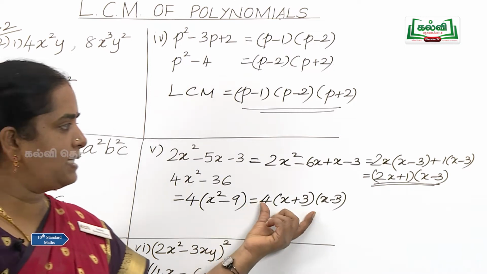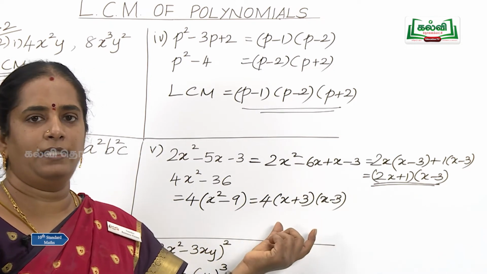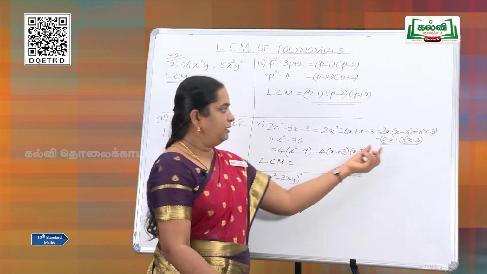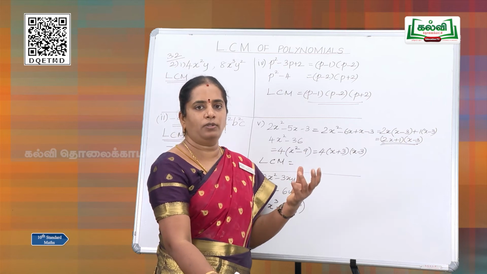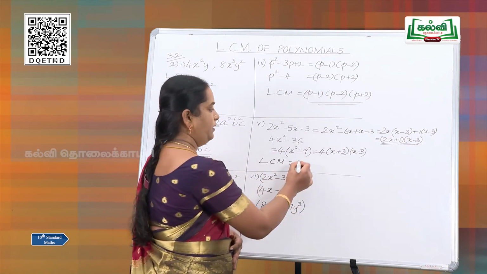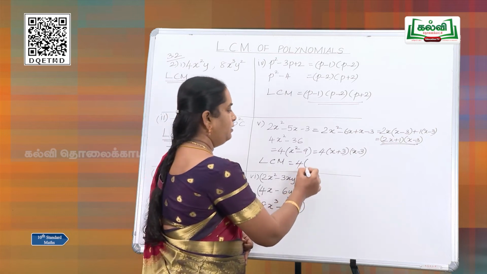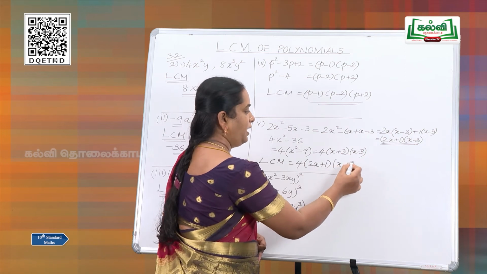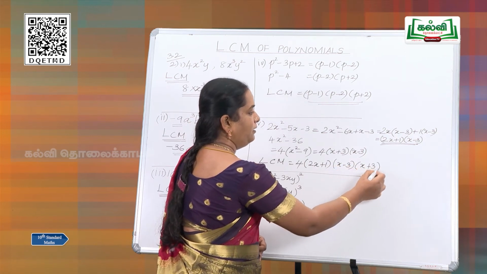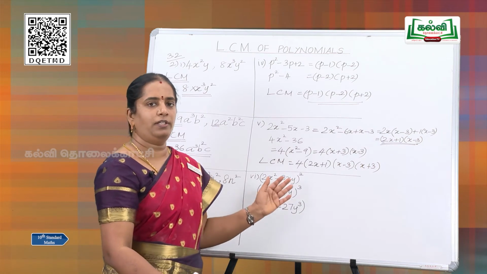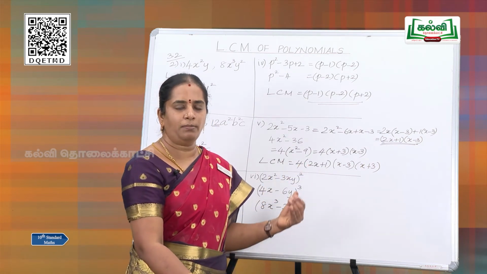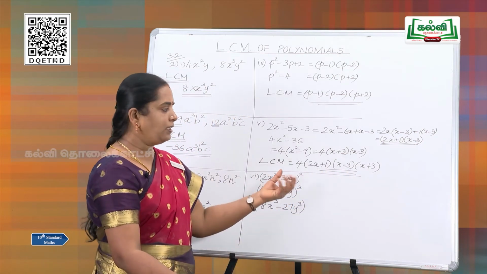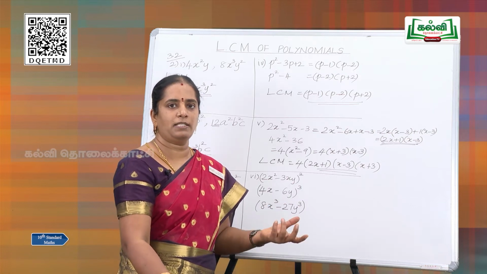So, using these factors, we are going to take the LCM. The LCM of the polynomials given is 2x plus 1. Very good. First, let us take the numerical coefficient as 4. So, 4 into 2x plus 1 and x minus 3 and x plus 3, which all have their powers as 1. So, we are going to take all the factors and multiply. We can just leave this. This is our LCM, the product of all the factors whose highest powers are taken.